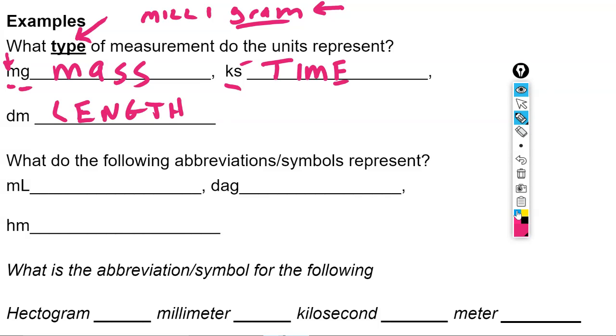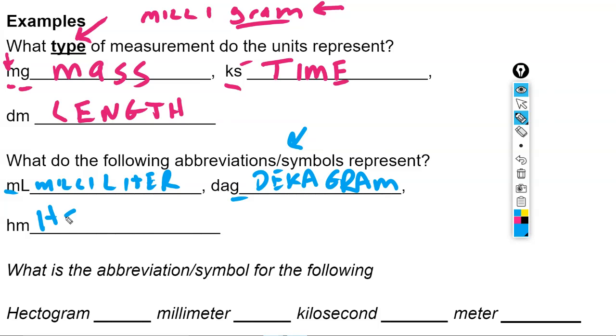The second type of problem asks you what these abbreviations or symbols stand for. M is milli, and L is liter. DA is deca, and G is gram. H is hecto, and M is meter. So again, whenever you have two or more letters, the very last letter tells you your base unit, and the letters before that tell you your prefix.